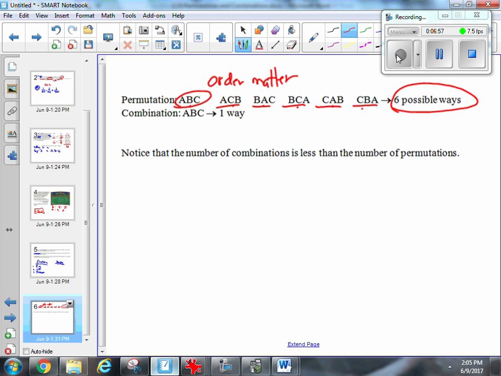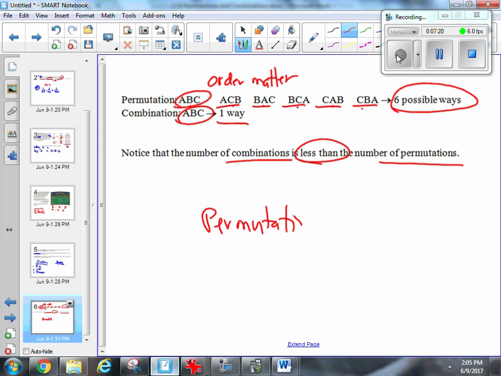But if I don't care about the order, well, then I really just have ABC. Doesn't matter what order it's in. I only have 1 combination. And you'll notice that the number of combinations is always less than the number of permutations. Permutations are always greater than combinations.